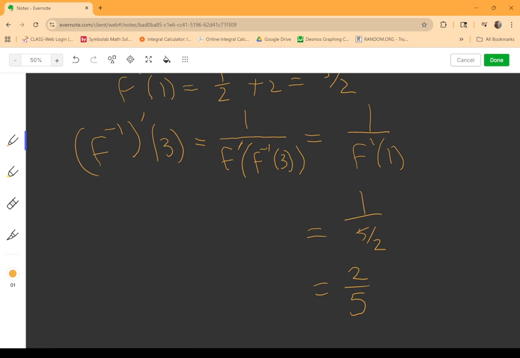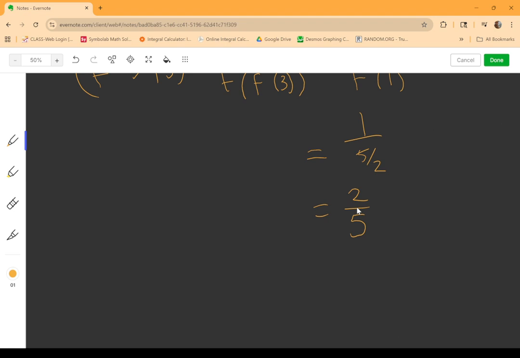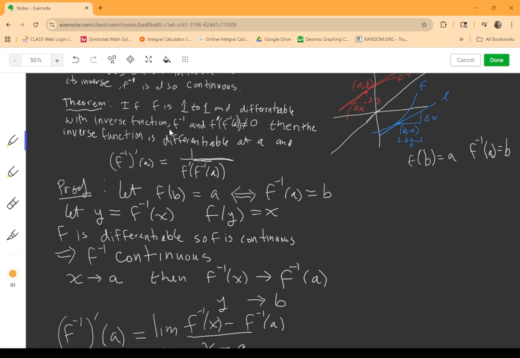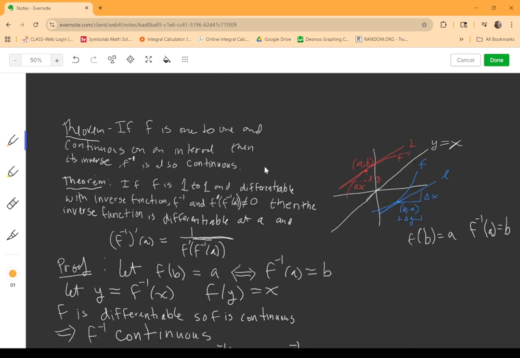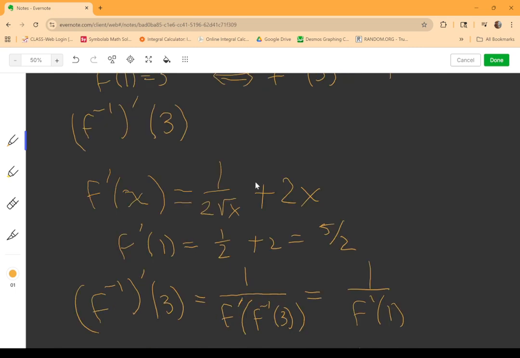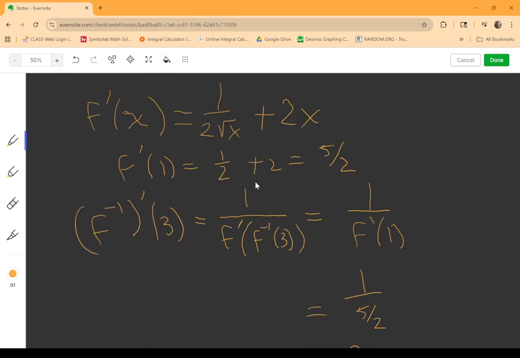Okay, and there we go. Notice I did not have to find an inverse, which really helped me out here. As long as the above conditions were satisfied, which were that f is 1-to-1 and differentiable with an inverse function, and the derivative is not equal to 0, I was able to calculate the derivative of an inverse function without having to find the inverse, which was very helpful here.